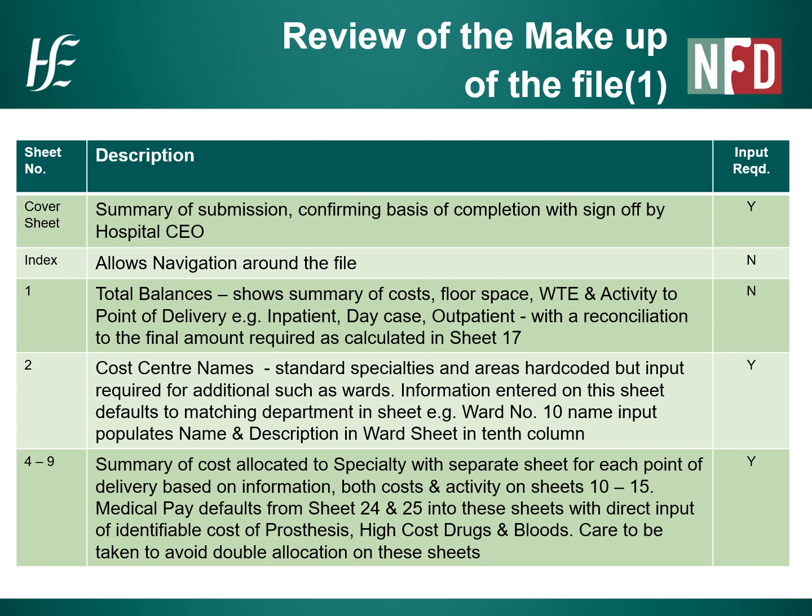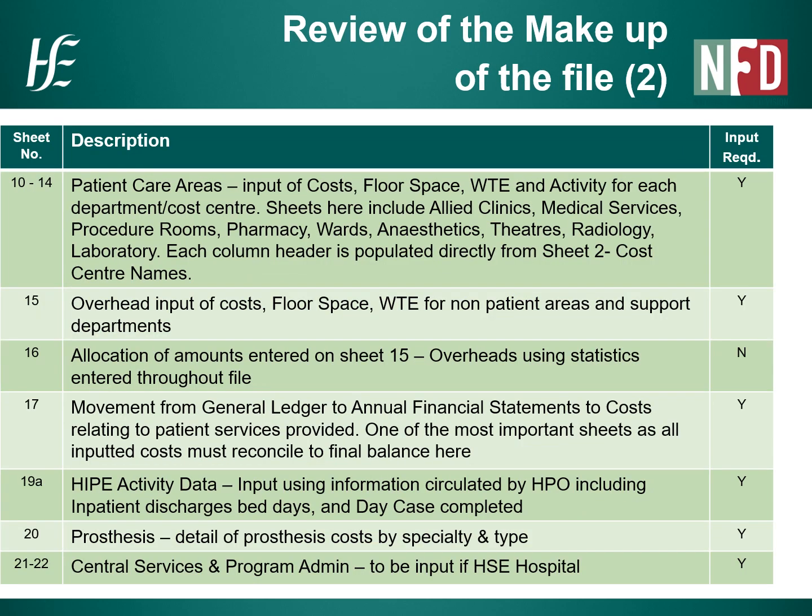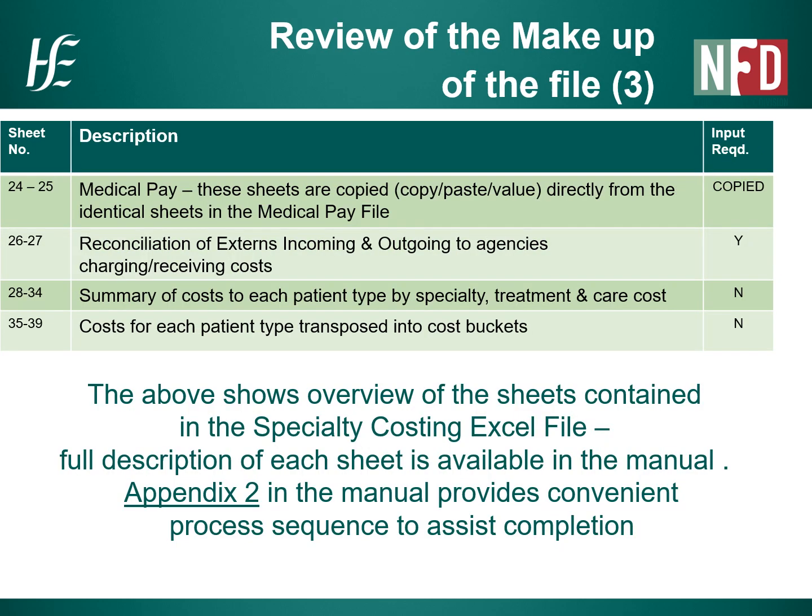The next few screens, which we will not go through in any detail, summarize the sheets in the specialty costing file. Full details on each sheet are within the manual. This screen shows up to sheet 9. Here are shown sheets 10 to 22. And here the final sheets 24 to 39. Also available in the manual, Appendix 2 sets out a convenient process sequence to assist completion.